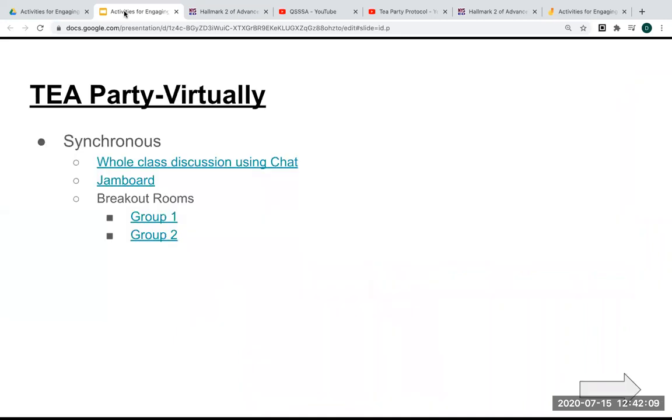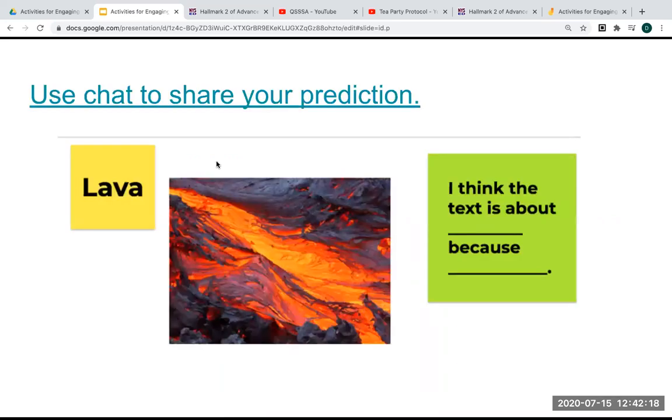Virtually, it would have to be done synchronously. If you're using something like Zoom, you can use the chat feature. So I'll show you my idea here. I may put this up as a display, so all students are looking at the term, and the term is lava. And then I have an image of lava.